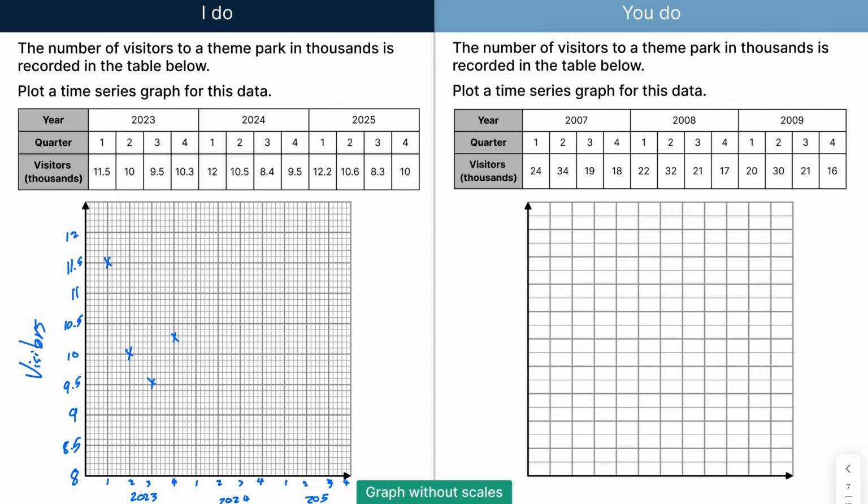We have 1 and 12. We have 2 and 10.5. We have 3 and 8.4. We have 4 and 9.5. We have 1 and 12.2. We have 2 and 10.6. 3 and 8.3. 4 and 10. Now we're just going to connect these together.